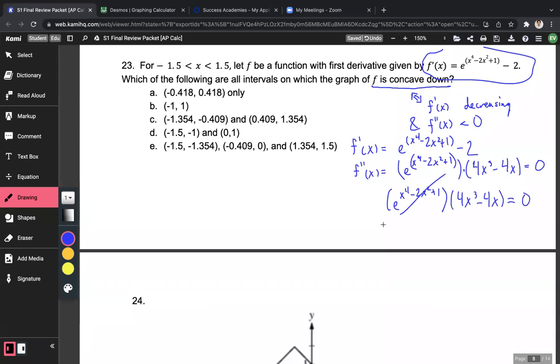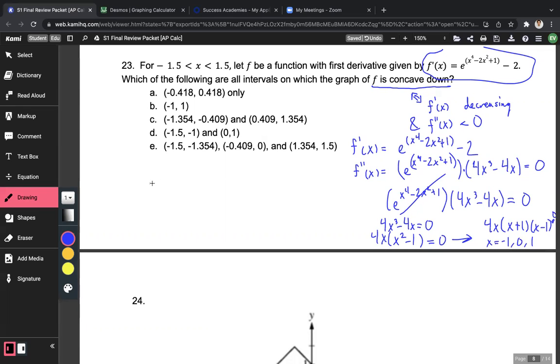So that's out of the running. So I'm left with 4x cubed minus 4x equals 0. Factoring out a 4x, I'm left with x squared minus 1 equals 0, gonna bring that over here. 4x times (x plus 1)(x minus 1) equals 0. So x has to equal -1, 0, or 1.